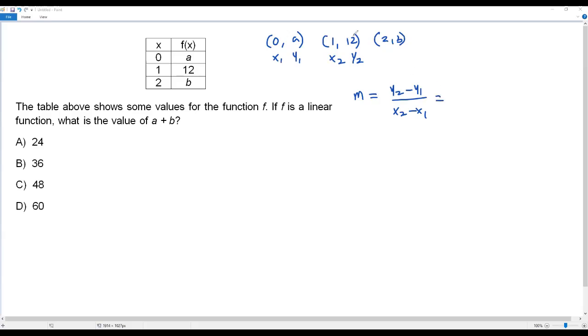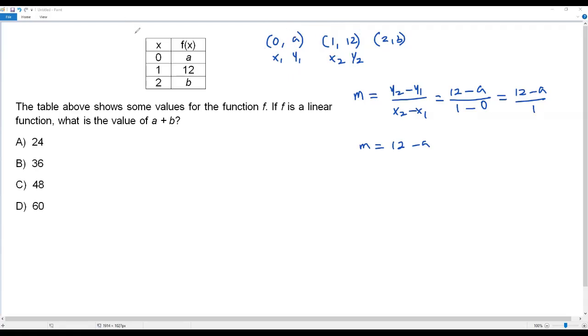Here the value of y2 is 12 and the value of y1 is a, the value of x2 is 1 and the value of x1 is 0. So (12 minus a) over (1 minus 0), which is 1. So finally we get m equals 12 minus a, because anything divided by 1 is the same value. Now I have the slope of the linear function f, that is 12 minus a. This time I have used the first point and second point to find the slope.